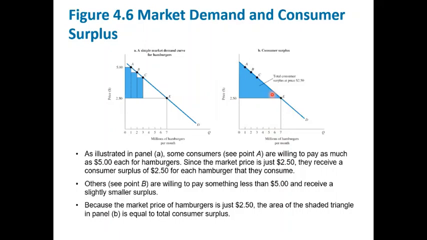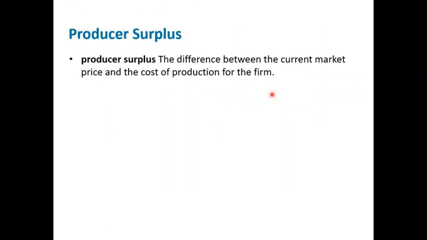So that's consumer surplus. Think of it as the hero in our story. Now, every hero has needs. Batman needed somebody. Batman had Robin. So we got our Batman. I am Batman. Consumer surplus. Here's Robin. Producer surplus. Now, producer surplus, the difference between the current market price and the cost of production of the firm.